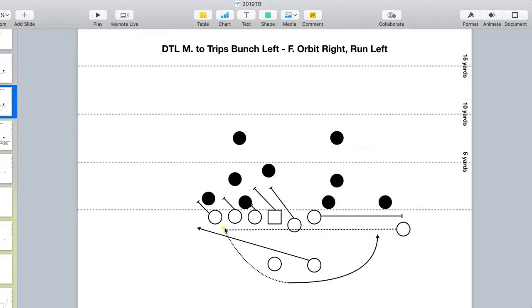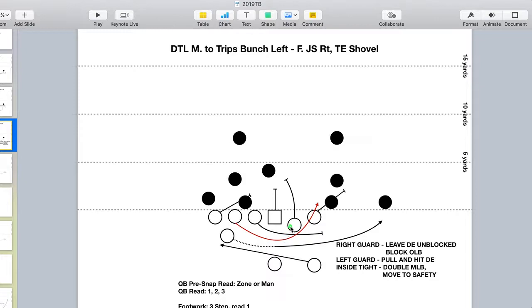And then we can do a fake orbit right motion. So the motion is still there, but we're actually giving the ball to the running back to the left. And then what we decide to call alphabet soup, this is kind of the final punch of the series. Amongst other variations, we start again here, we have a motion, then we have a motion back, so it looks like a jet sweep right, but it's actually not. And then we have a fake run left, which is actually not. And then we have a shovel up the middle to the tight end.